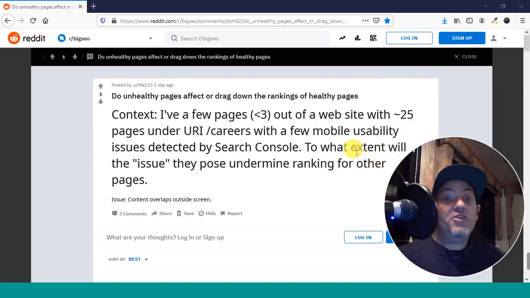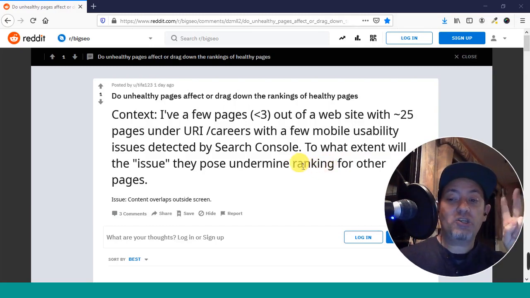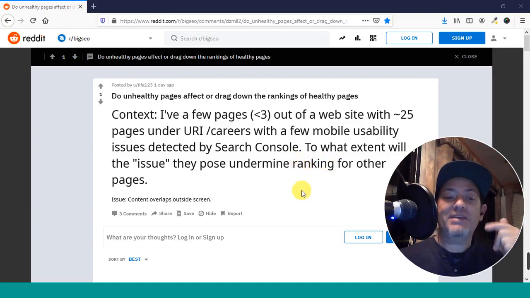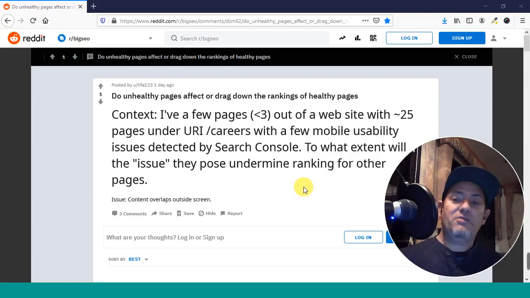This one is, do unhealthy pages affect or drag down the rankings of healthy pages? Legitimate question. Context that the person gives is, I have a few pages, less than three, out of a website with about 25 pages under the URI web address, careers, with a few mobile usability issues detected by Search Console. To what effect will the issue they pose undermine ranking for other pages? And the issue is content overlaps outside of screen.